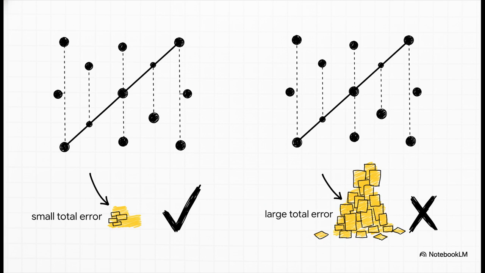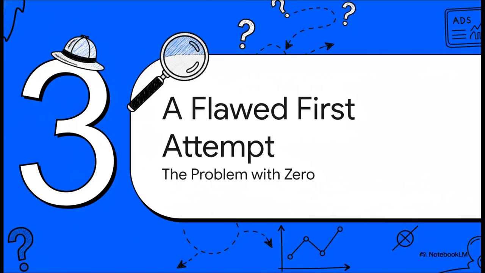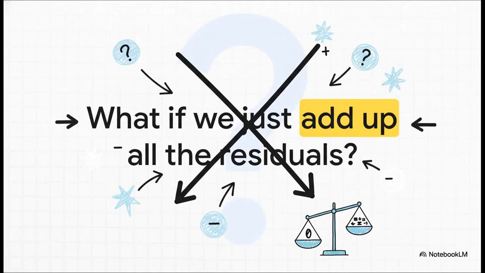Well, maybe not as simple as it sounds. Okay, so this is where our little investigation hits its first major twist. Because that super obvious idea we just had is actually going to lead us completely down the wrong path. Let's just try it. What if we try to find a line where the sum of all the errors, all those residuals, just adds up to 0? I mean, a total error of 0 sounds perfect, doesn't it? What could possibly go wrong?